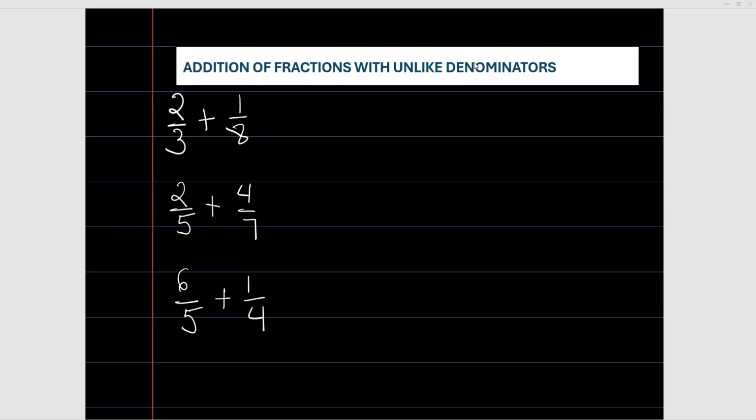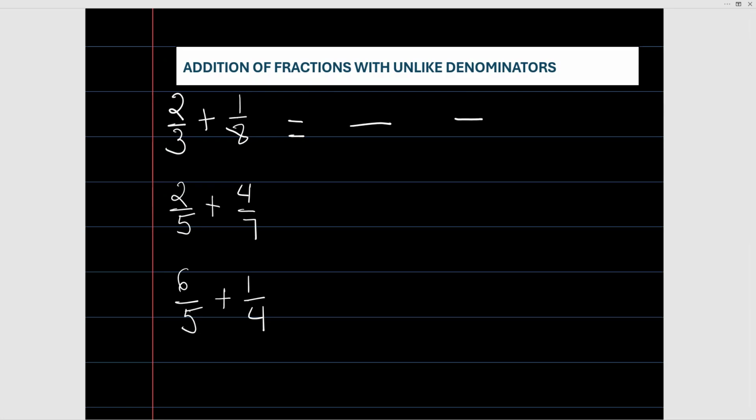Let's try these 3 exercises right here. So you have a 3 and 8. At this time, you have to figure out which approach you want to use. So we're going to work all those 3 exercises with each one of these 3 approaches. Okay. All right. So for the first one, we're going to do the first approach.